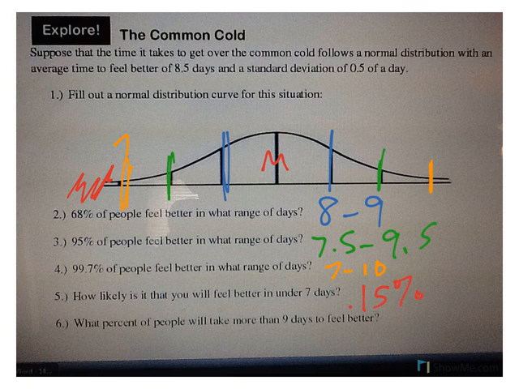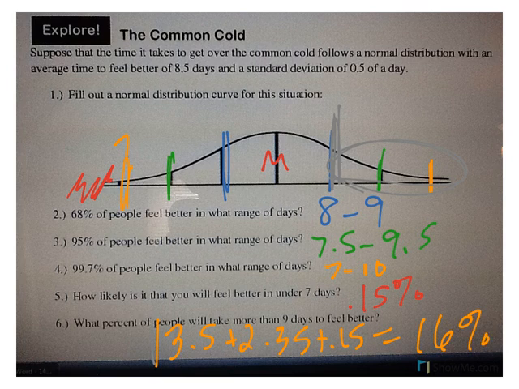And then what percent of people will take more than 9 days to feel better? Well, 9 days is here, so more than 9 would be these. So we would take our 13.5 plus 2.35 plus 0.15, and that gives you 16%.